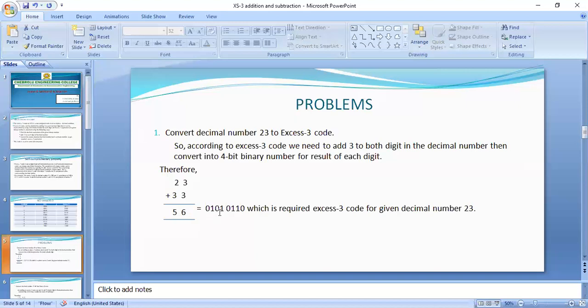For 5, 0101. And for 6, 0110. So this is the equivalent XS3 code for the given decimal number 23. What we are doing here, if the given number is a decimal number, is just adding 3 to each decimal digit. So this is the equivalent XS3 code for the given decimal number.